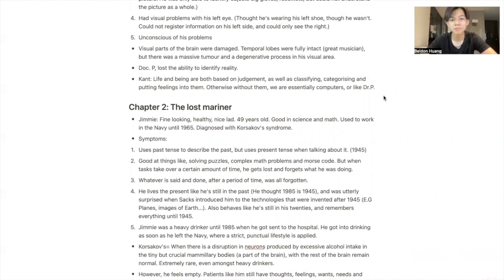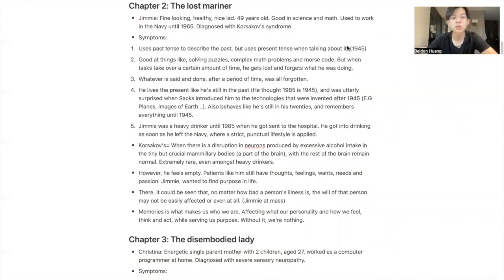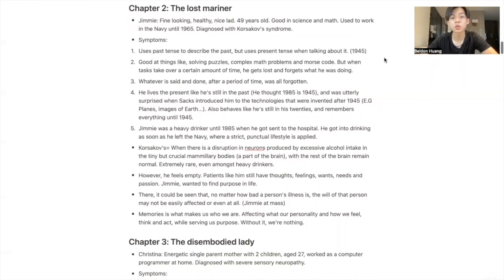Carrying on, Chapter 2 is about the Lost Mariner. And this story is about a guy called Jimmy. He was a fine-looking, healthy, nice lad, 49 years old, good in science and math, and he used to work in the Navy until 1965. And he was diagnosed with Korsakoff syndrome. His symptoms are that he uses past tense to describe the past, but uses present tense while talking about it, as if he was still living in 1945.